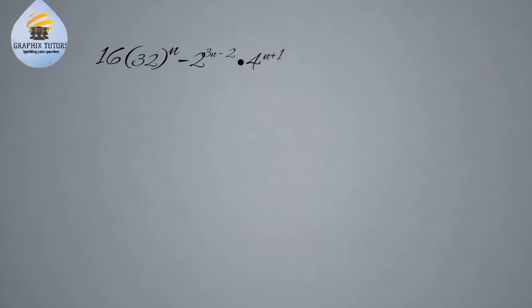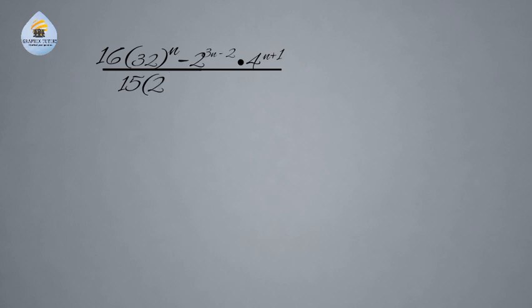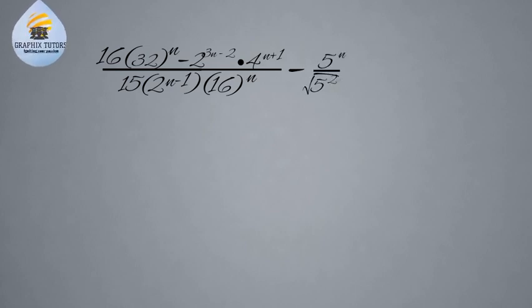Today we want to solve this problem in algebra where we are told that 16 multiplied by 32 to the power of n minus 2 to the power of 3n minus 2 times 4 to the power of n plus 1, all divided by 15 multiplied by 2 to the power of n minus 1 times 16 to the power of n, minus 5 to the power of n all over the root of 5 to the power of 2n.